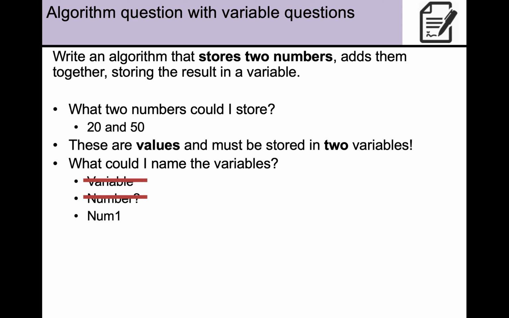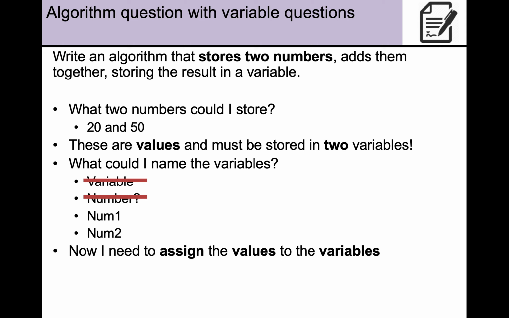So I'm going to use the variable names num1 and num2 because to me that's quite obvious. I'm storing the first number, I'm holding that first value in the variable num1, I'm holding the second value in the variable num2. So now I need to assign the values to the variables. Well, like we looked at before, I assign using the equal sign, so the value 20 is assigned to the variable num1, and the value 50 is assigned to the variable num2. So now I've answered that first part of the question, and probably gotten a mark or maybe 2 marks for it as well.